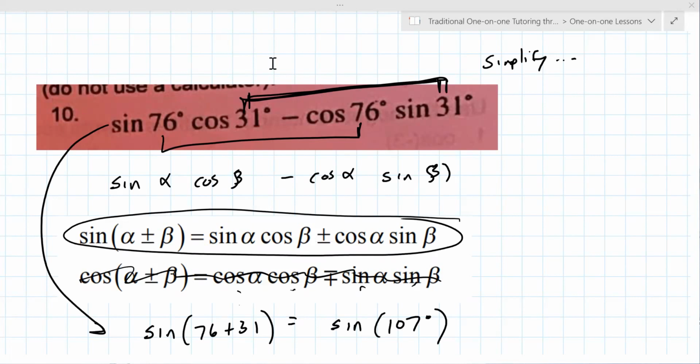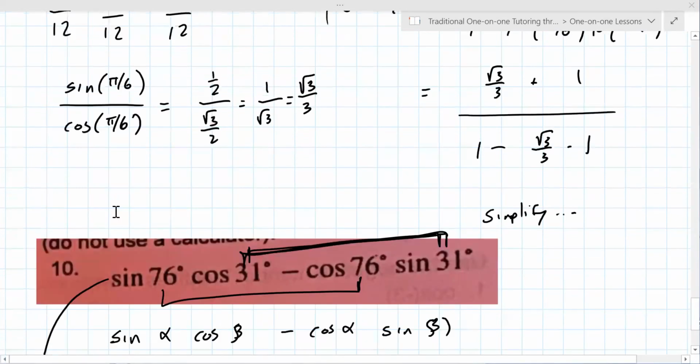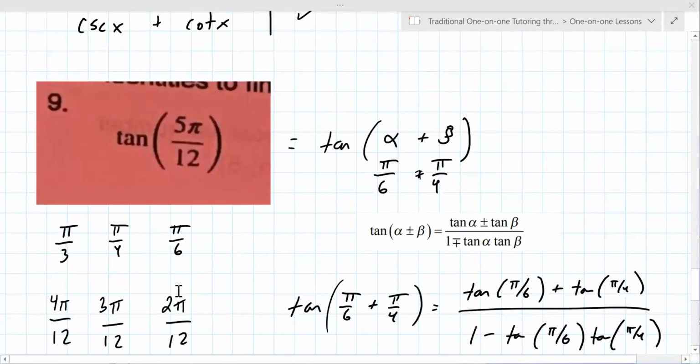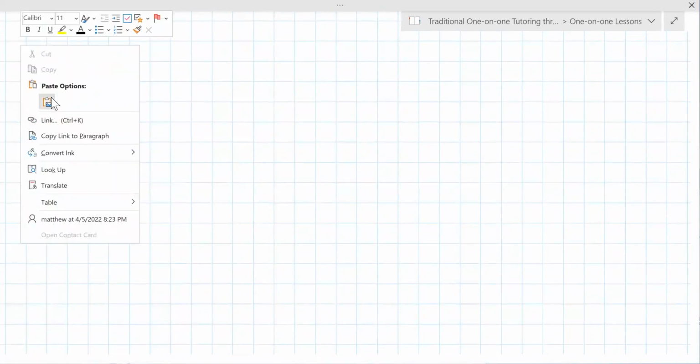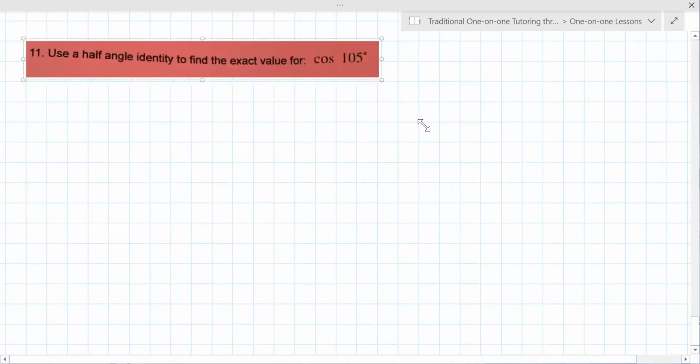Okay, so those were both sum and difference formulas. One's a forward and one's a backwards, so you've got to be strong on both. Okay, number 11 tells you what to use, so there's no guessing what kind of formula it is. It says literally to use the half angle formula.